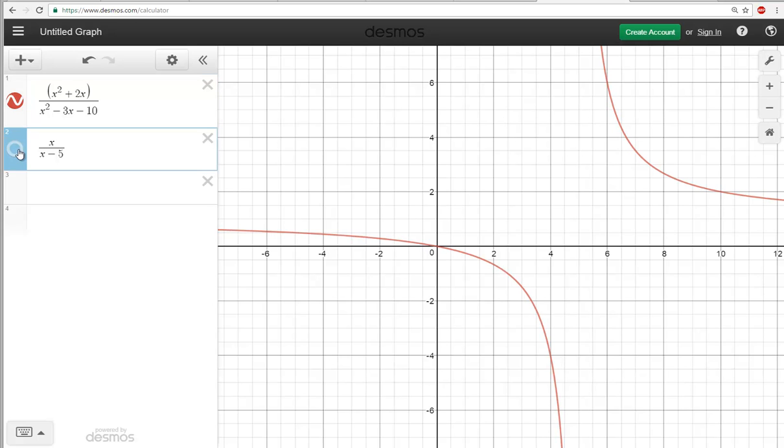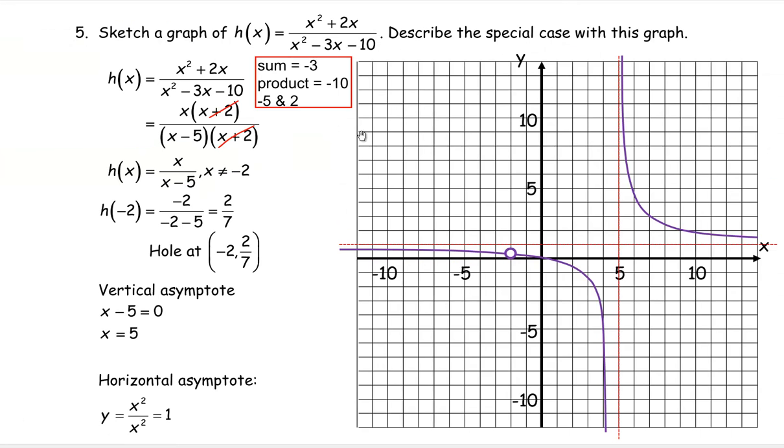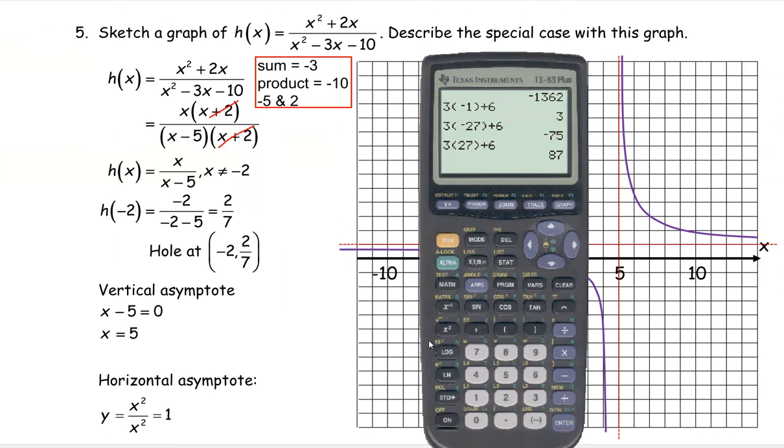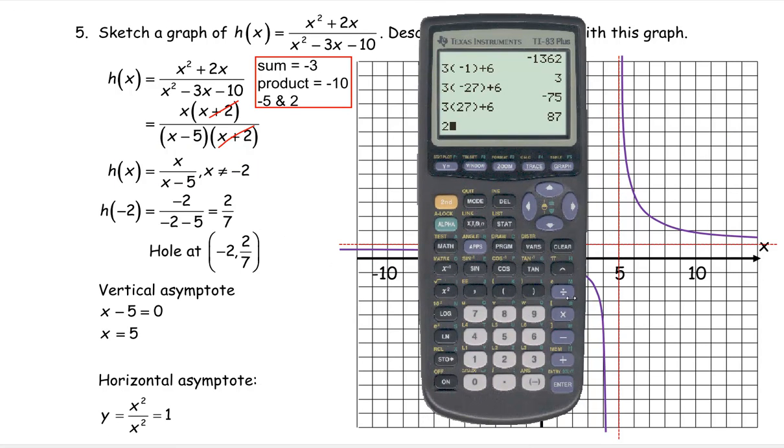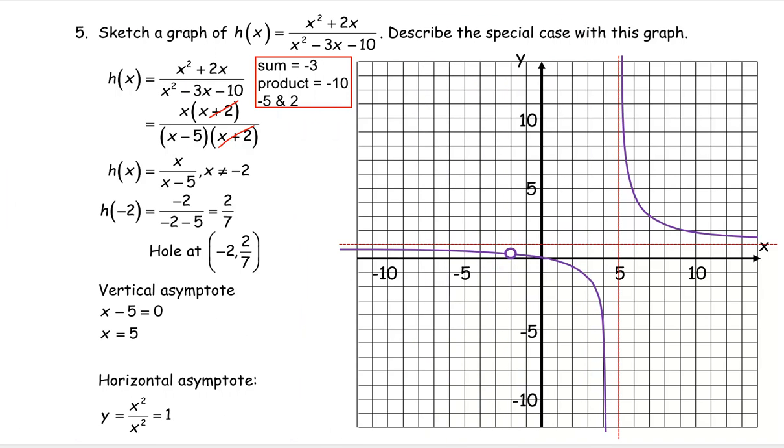If I turn this one on, there we go, and turn this one off, so I'm only graphing that one. Notice they looked exactly the same. This one, if I go over to negative 2, it actually says there's a function value there, 0.286. And that 0.286 actually comes from the 2 sevenths. If you go 2 divided by 7, there's the 0.286. So that's a point on the simplified function, but not the original. So the original is said to have a hole there, and that's what this represents here, negative 2, 2 sevenths is a hole. Otherwise, these two functions are exactly the same except for that one little place in the graph.